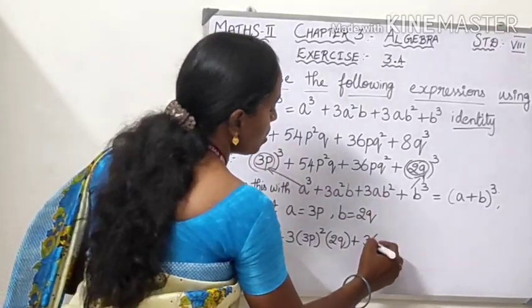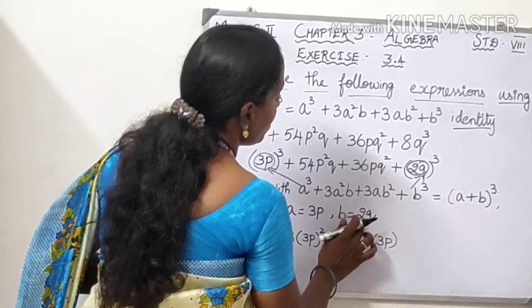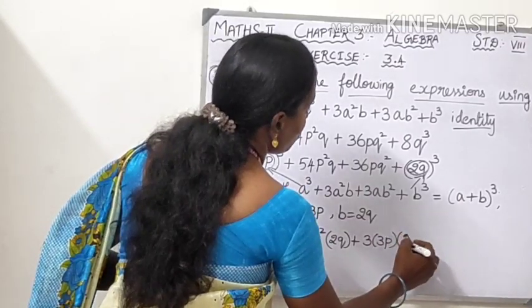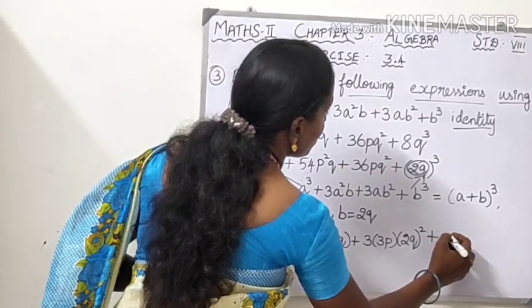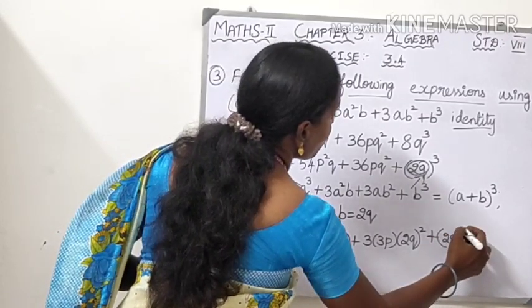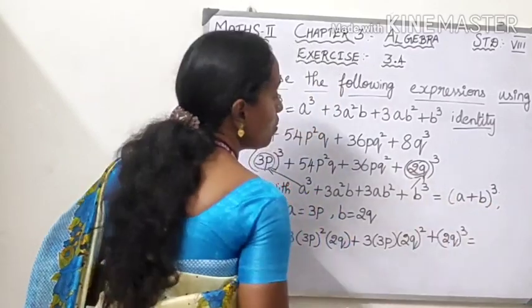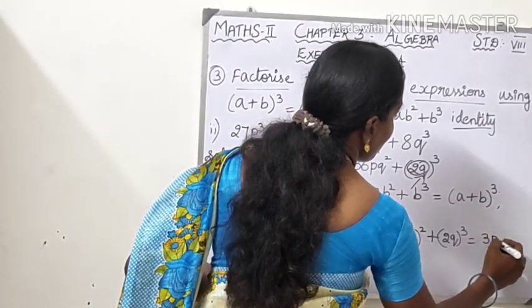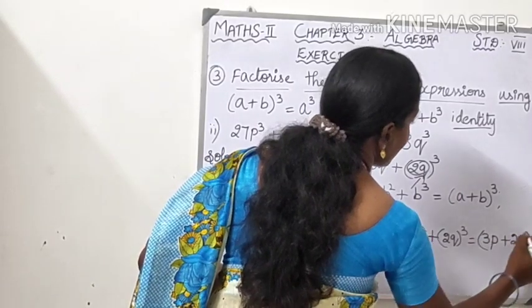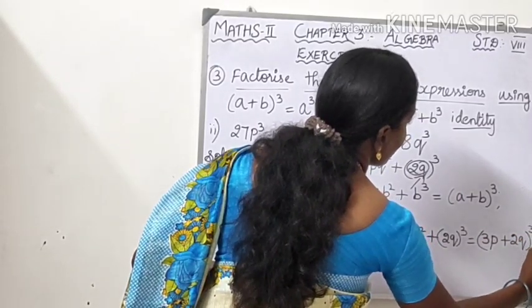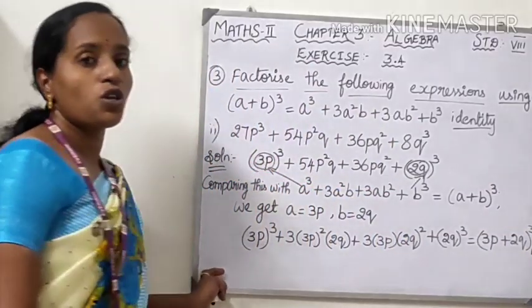Plus next 3, what is the a value? It is 3p. And what is the b value? It is 2q. So 2q the whole square plus what is the b value? It is 2q the whole cube. So on the right hand side, what is the a value? It is 3p plus what is the b value? It is 2q. You can write it as the whole power 3. This is your final answer.